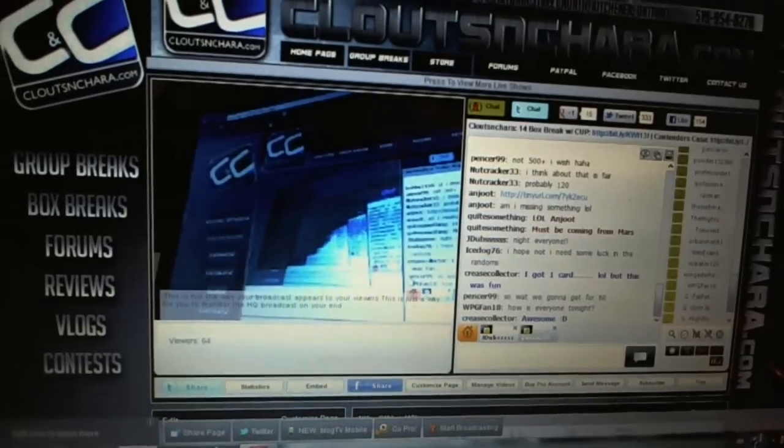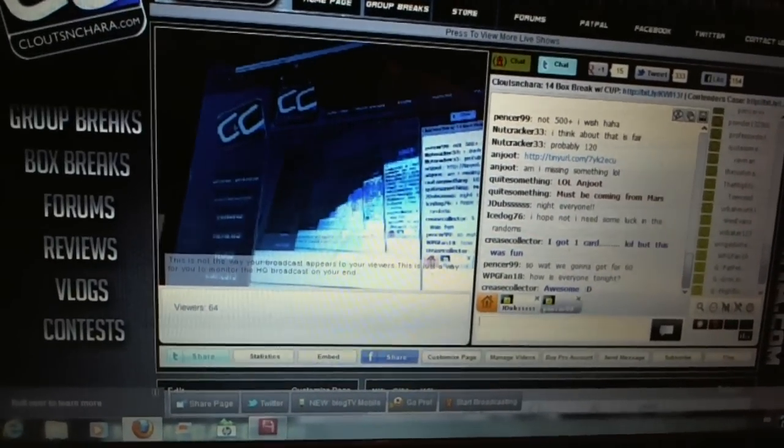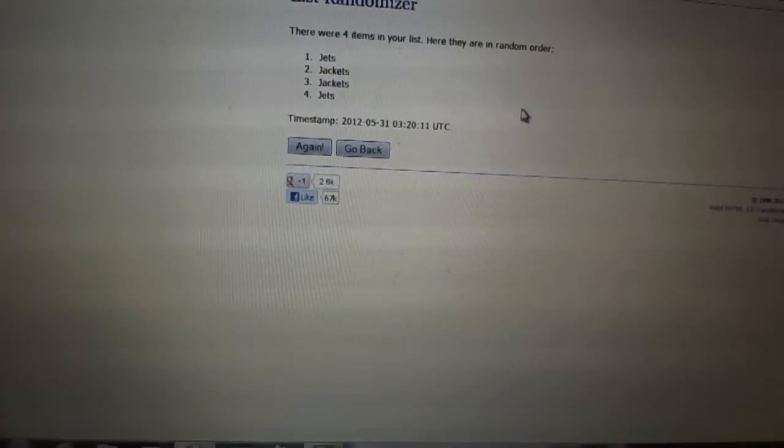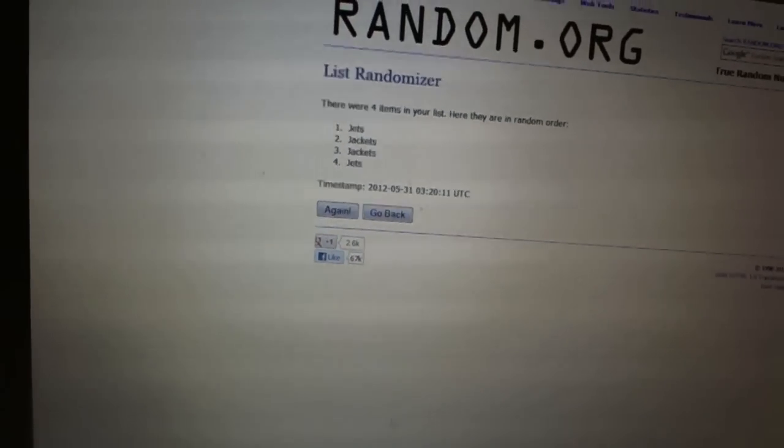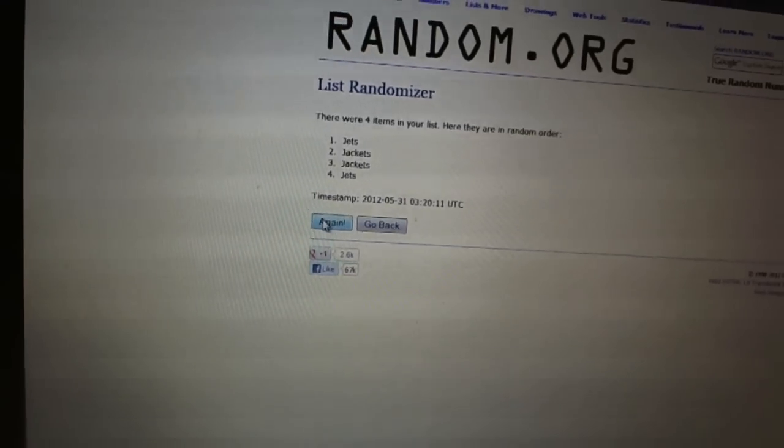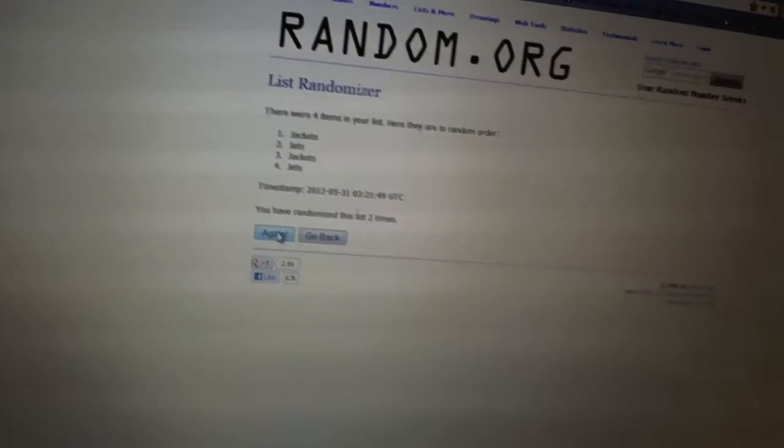Chance. Here we go, multi-random, C&C 889. We're going to do everything twice, starting with the draft tandems between the Jets and the Jackets. One, two. The Jackets. Hey, I was right.